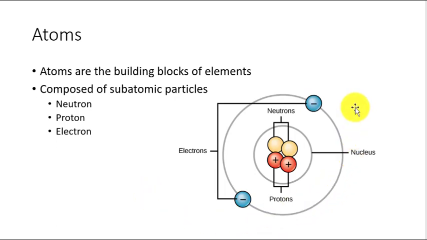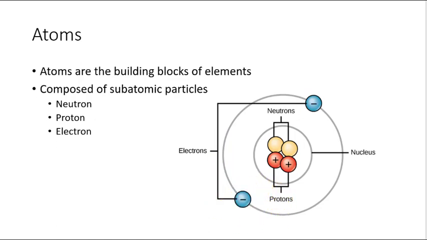So this is a very simplistic diagram. This is not actually what atoms look like, but we can see, based on this representation of an atom, in the middle here we have what's called the nucleus. This is where we find the subatomic particles called neutrons and protons. And then orbiting around the nucleus, we find the subatomic particles, electrons.